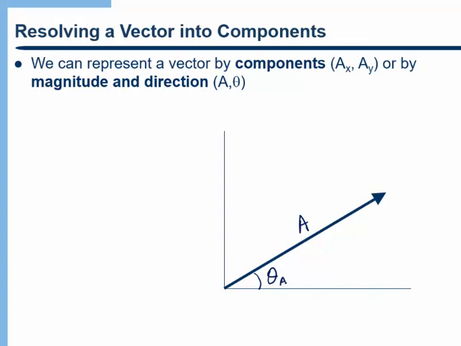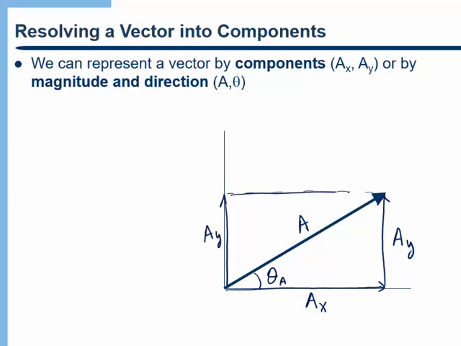You'll also notice, though, that this vector can be thought of as being made up of a vector in the x direction plus a vector in the y direction. Well, this we call ax. That's the x component of the vector. And this is ay, the y component. Notice, by the way, that we could draw ay over here as well, and we could draw ax here as well.